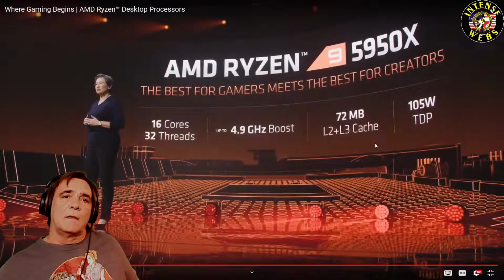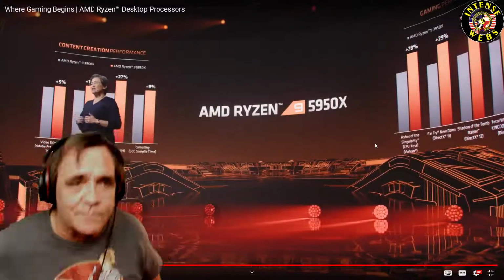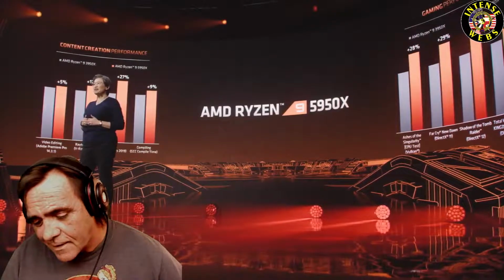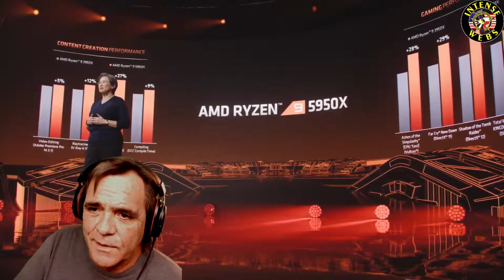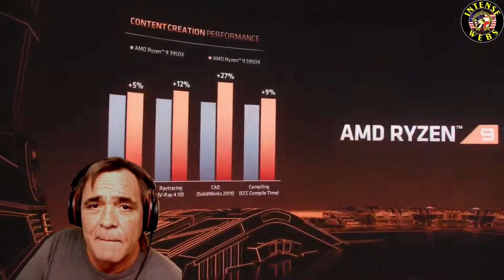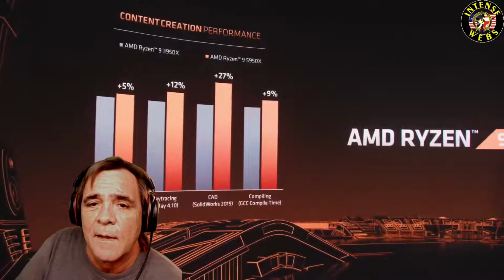Now let's take a look at some of the performance. If we look at the generational uplift from the 3950X to the 5950X, we see up to 27% more performance in CAD workloads and 12% more performance in rendering workloads.